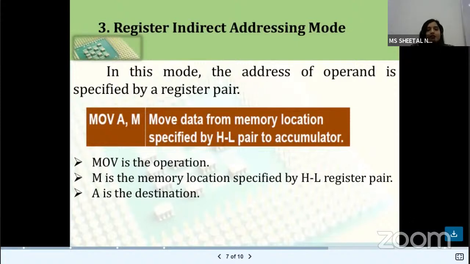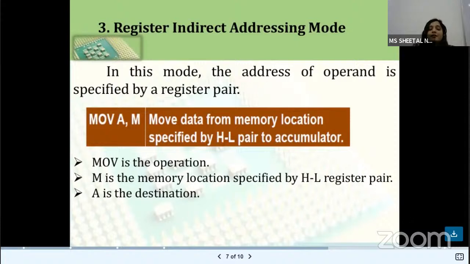For example, if we have 1 2 3 4 in the HL register pair, means in H we have 12 and in L we have 34, so in the register pair we have 1234. If the HL pair contains 1234 and we are using M, this is a memory location, means the HL pair points to the memory location 1234.